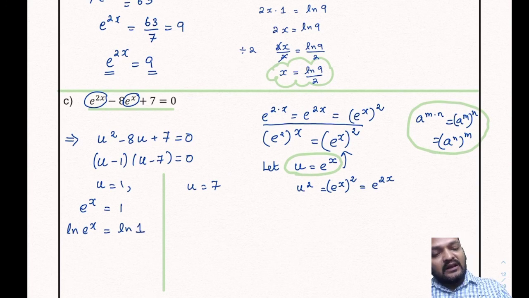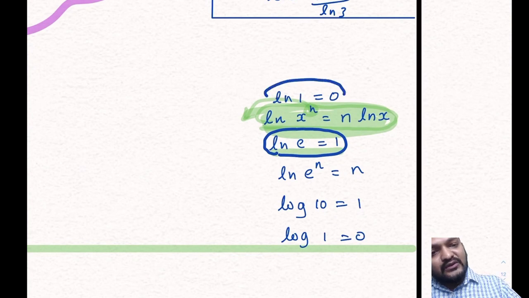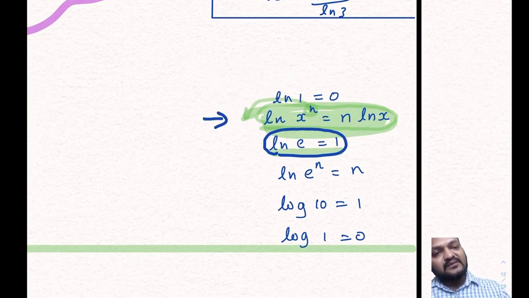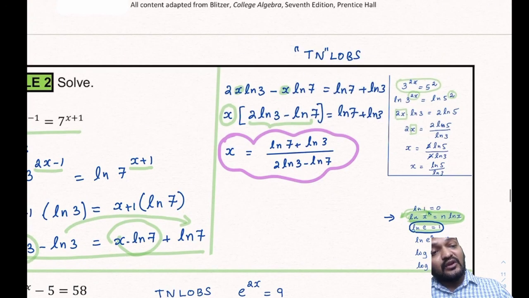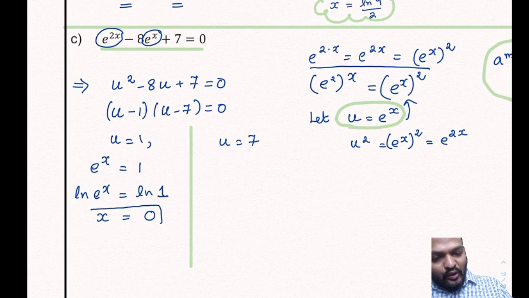If you recollect what I did earlier, ln of e is equal to 1, and ln of 1 is equal to 0. And ln of x to the n equals n times ln of x, and that's what I'm going to use right here. So my right hand side is ln of 1, which is 0, and the left hand side is simply ln of e to the x, which is simply x. So my solution is x equal to 0 when u is equal to 1.